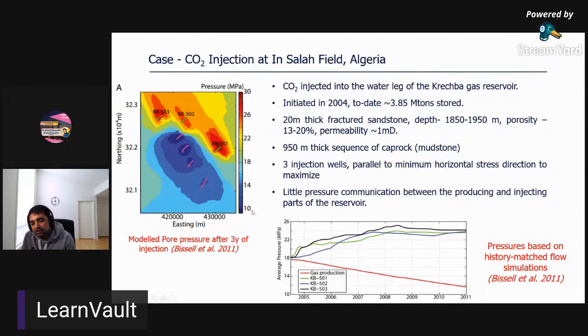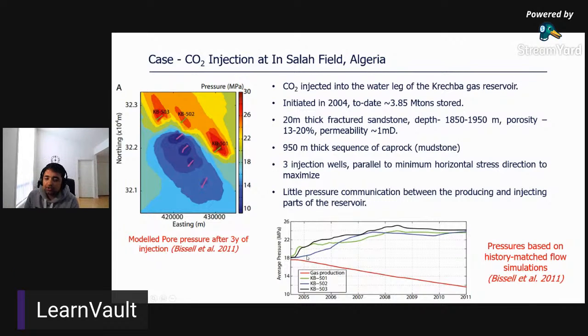The figure here shows the average pressure plot for all these formations. The red one is the average pressure for the producing well, and the other 3 lines that you see here are for the injection wells. You can see that the starting point was 18 megapascal, but after around 2011, it reached nearly 26 megapascal. So in this case, there was a significant increase in pressure.